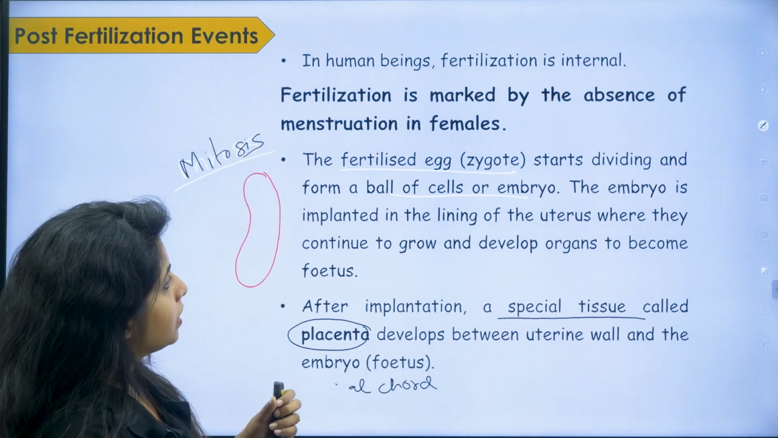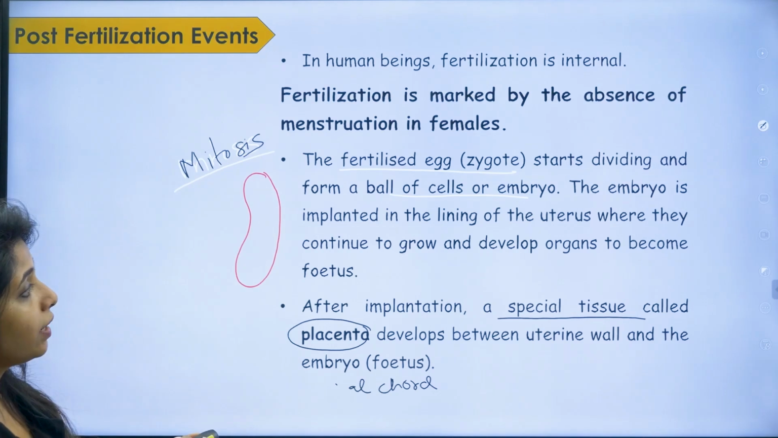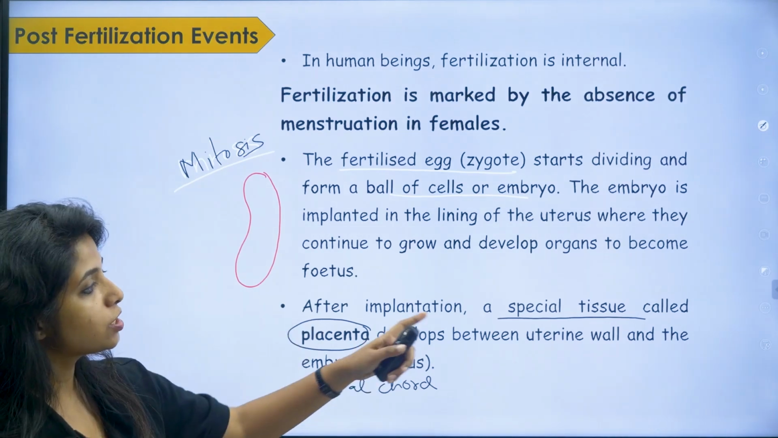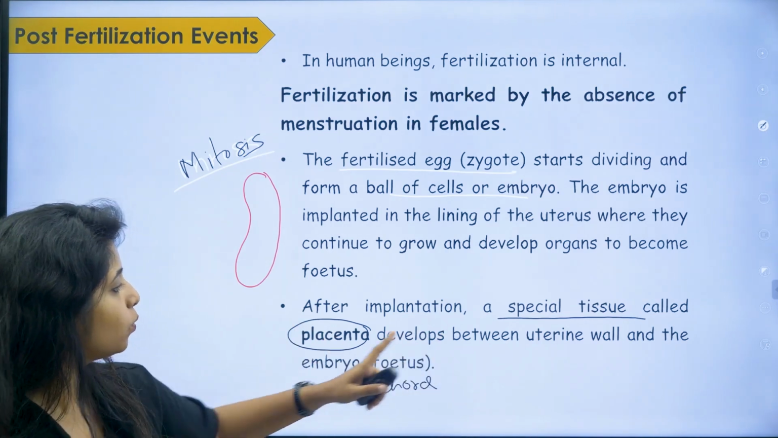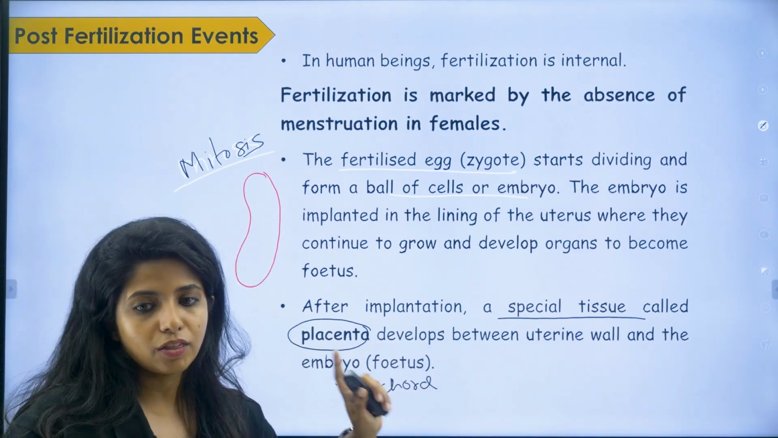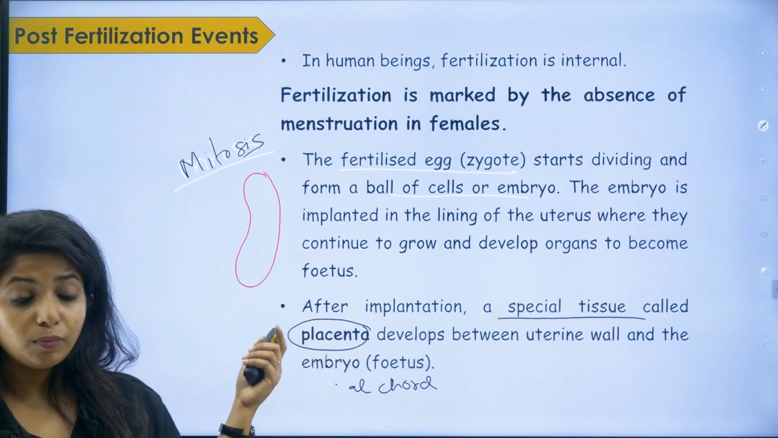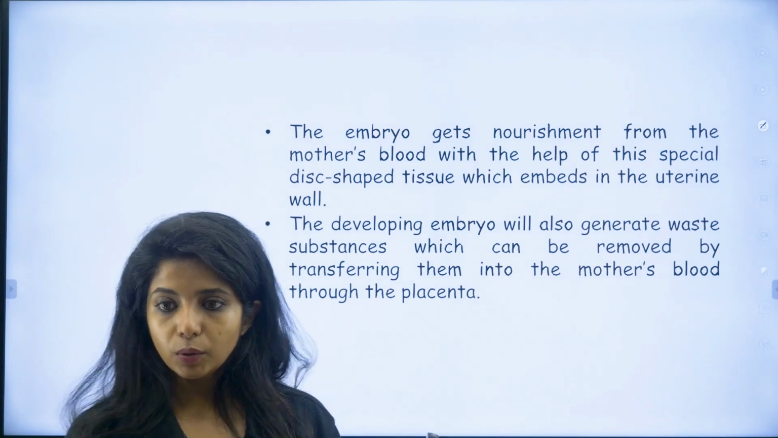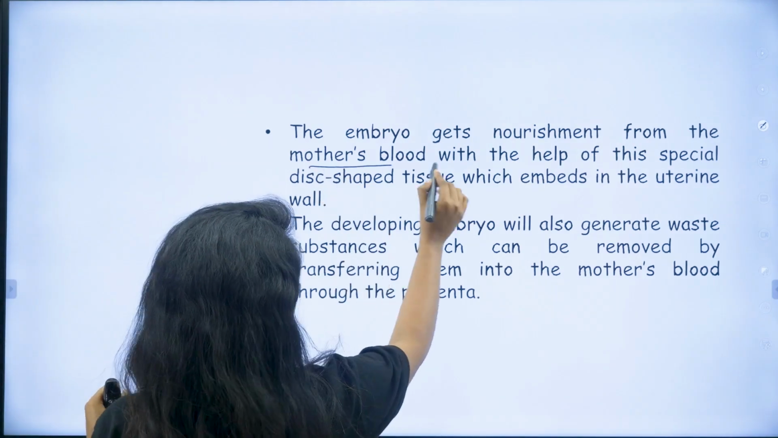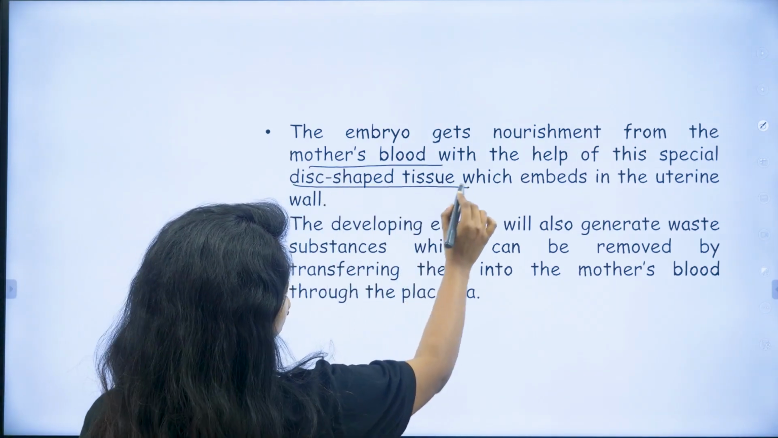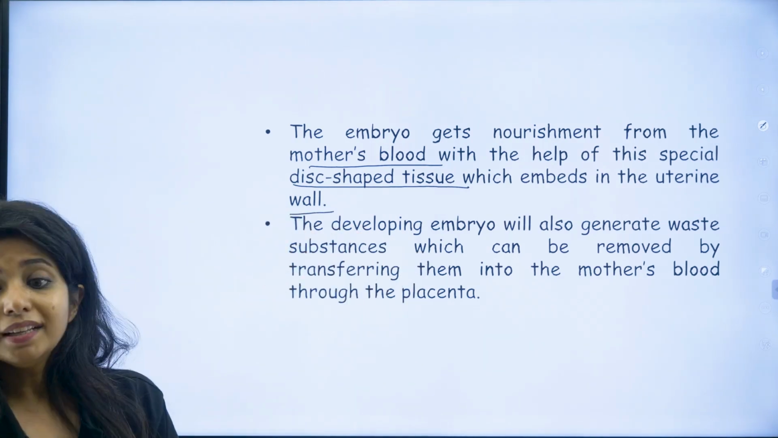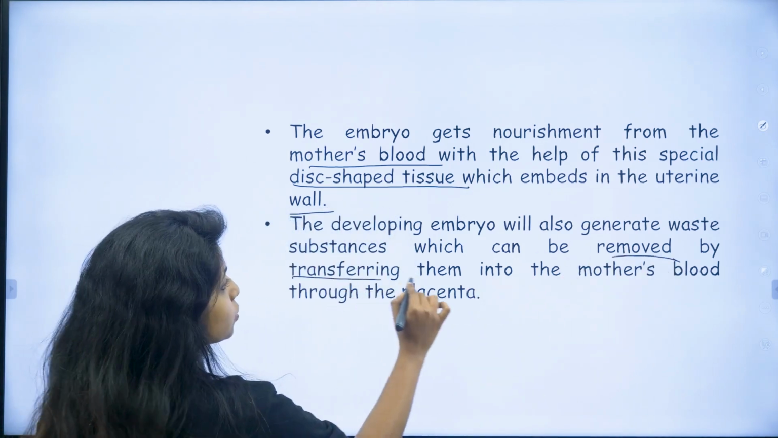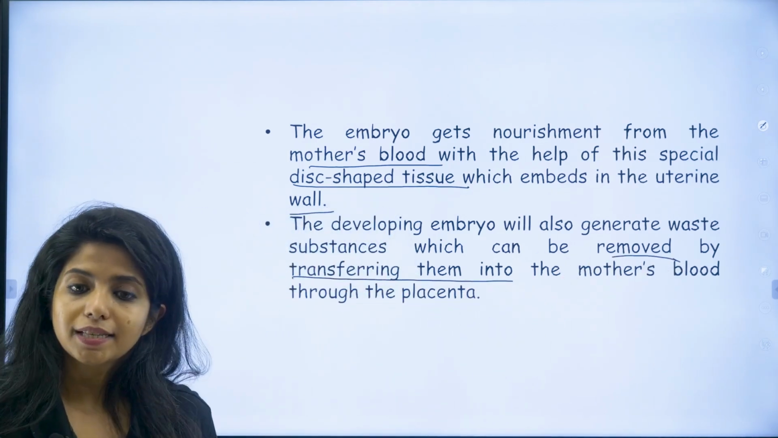The embryo is implanted in the lining of the uterus, where it continues to grow and develop organs to become what? Fetus. After implantation, a special type of tissue, the placenta, develops between the uterine wall and the embryo with the help of both mother and child, and it is richly supplied with blood vessels, which is why all the transfer happens. The embryo gets nourishment from the mother's blood with the help of this special disc-shaped tissue which embeds in the uterine wall. The developing embryo also generates waste substances, which are removed by transferring them into the mother's blood through the placenta itself.